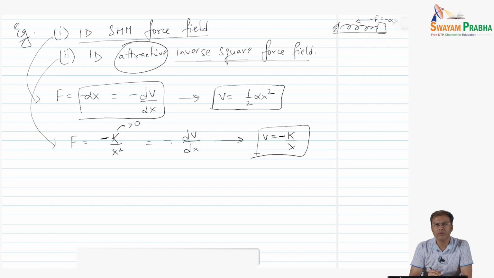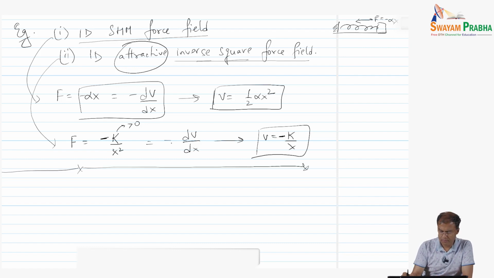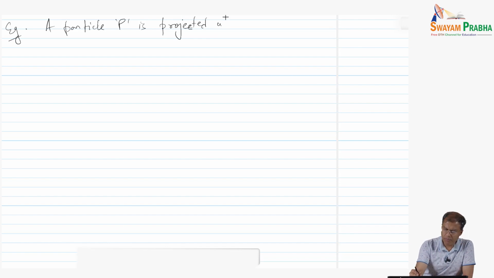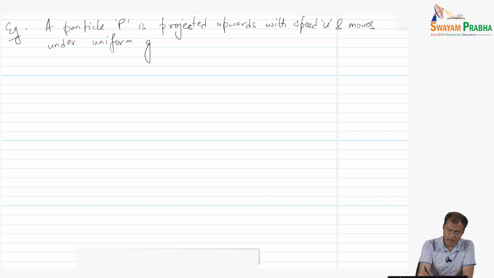Let us look at the case of projectile motion. The problem says that a particle P is projected upwards with speed u, right? It is projected upward with speed u and the particle moves under uniform gravity.